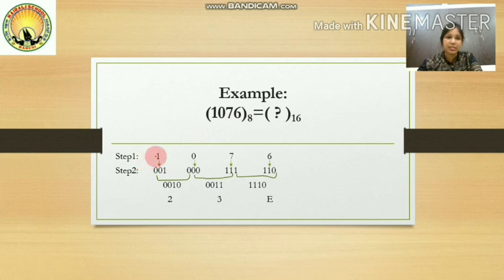In the first step, the individual digits of this octal number, 1076, will be written. So the equivalent binary 3-bit representation will be written. Then from the right hand side you will merge 4 bits together, as I have shown here. When 4 bits are merged together, then you convert it to the equivalent decimal digit.